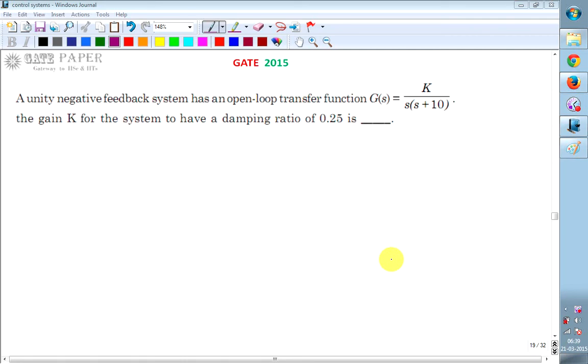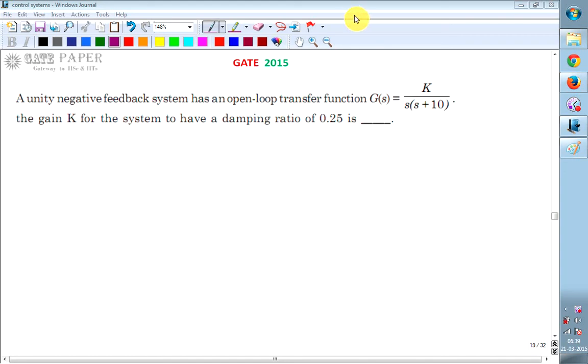Hello, we are discussing the GATE 2015 ECE paper. A unity negative feedback system has an open loop transfer function of K by s into (s plus 10). Find the gain K for the system to have a damping ratio of 0.25. To get a damping ratio of 0.25, find the value of K for the given open loop transfer function with unity feedback. This is the question asked.